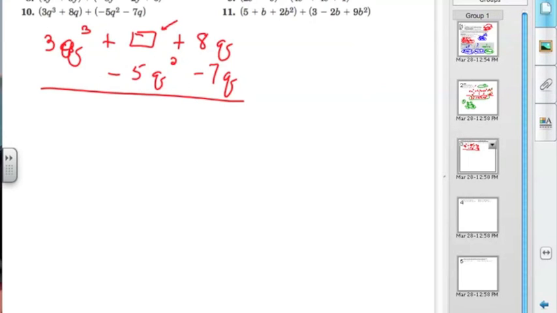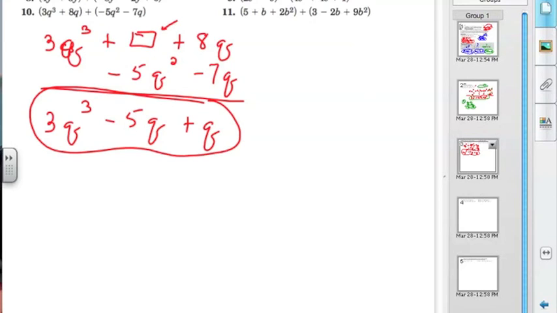Now I can think of adding these terms together. I have 3q to the third power. In the second column, I have just negative 5q. And in the last, I have 8q minus 7q. That just leaves me with plus q. There's my answer there.